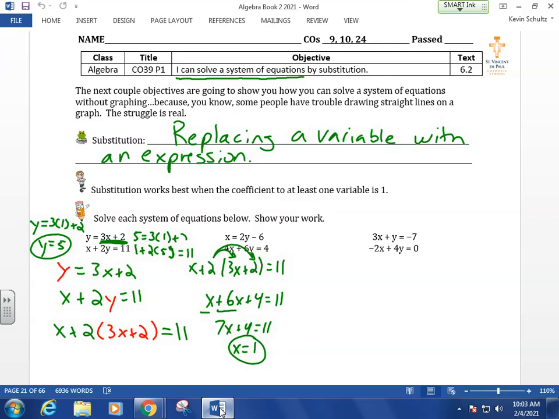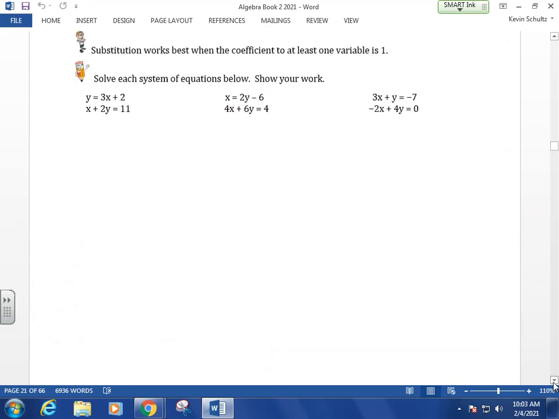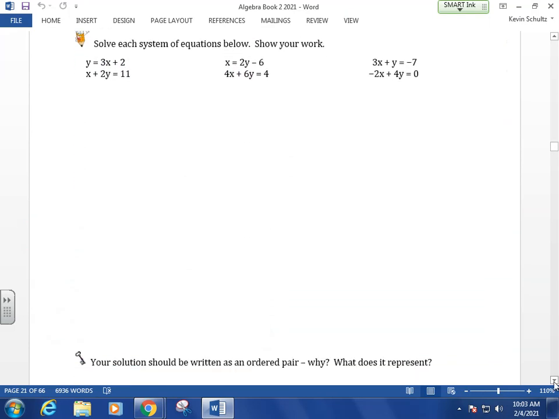Well, let's start with the second one then. Okay, let's take a look at that. I'll give myself some more space to work here. Look at all that space to work. Okay, so our second system here, we have x equals 2y minus 6 and 4x plus 6y equals 4.